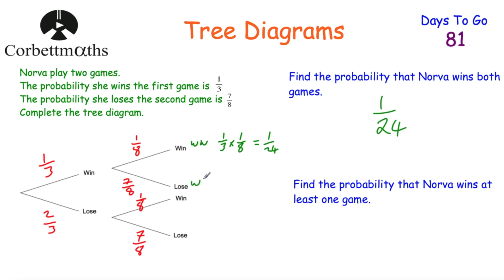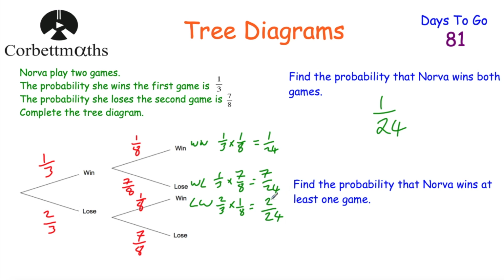Now, a win and a lose. We've got a win, which is 1/3, multiplied by a lose, which is 7/8. Again, we just multiply the numerators and denominators. 1 times 7 is 7, and 3 times 8 is 24. So the probability of her winning and then losing would be 7/24. Losing and then winning, that'll be 2/3 multiplied by 1/8. 2 times 1 is equal to 2, and 3 times 8 is equal to 24. Now you notice that this fraction cancels down.